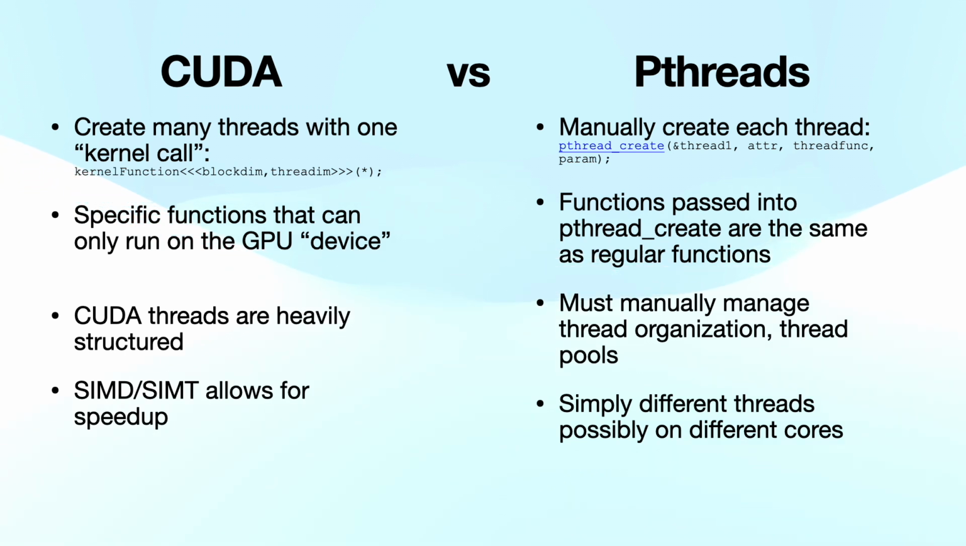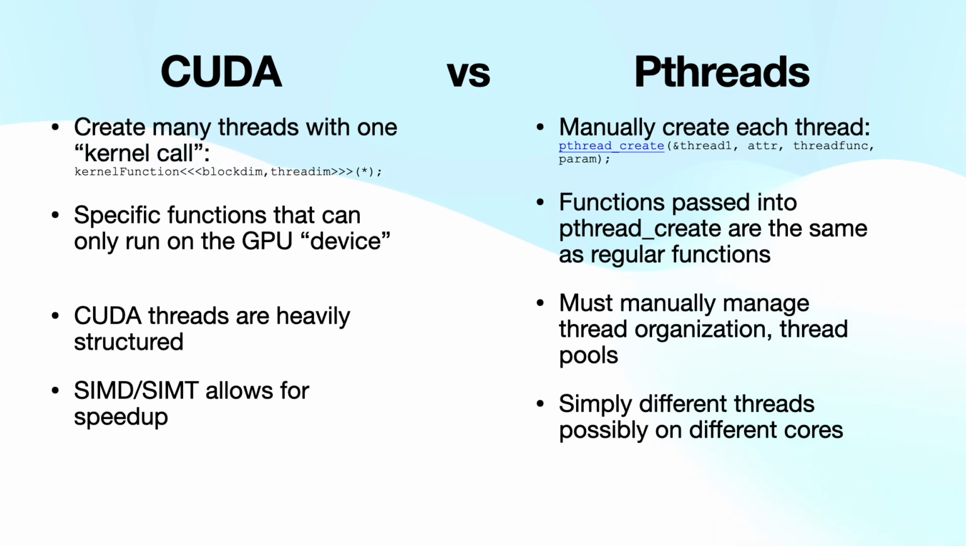I just want to point out here that with CUDA, we spawn many threads all at once. Next, I want to point out that the thread functions that pthreads uses are just regular old functions, and there's nothing special about how they're compiled. In CUDA, though, only specific device functions that are compiled to run on the GPU can be kernel functions, and they also have access to some useful information within their function context.